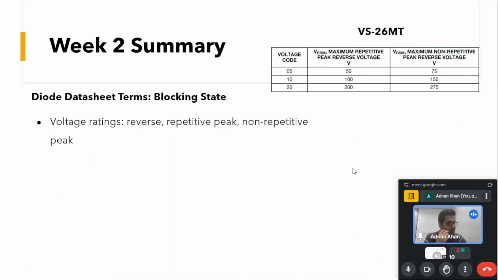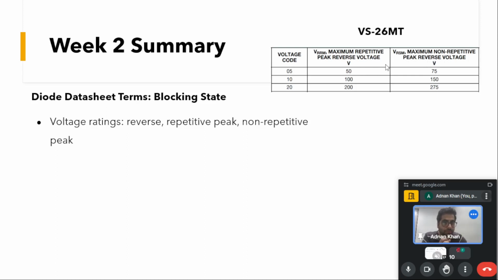The other attributes and characteristics: if you have a data sheet of a component, what are the different things that are given? The first thing given is the voltage rating of a diode. If you go through the data sheet of this diode, in the voltage ratings there will be different voltages: the reverse voltage, then the repetitive peaks and non-repetitive peaks. The maximum repetitive peak reverse voltage given is around 50 volts for a device like this.